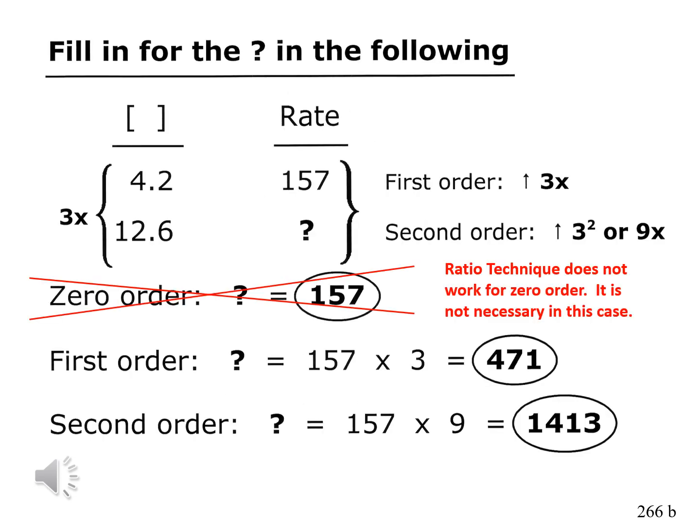The only thing about the ratio technique is that it does not work for zero order, because if you divide two equal rates, you'll always get 1. The thing is, for zero order, you don't need it, because as soon as you look at the rates, you know it's zero order, because the rates don't change.